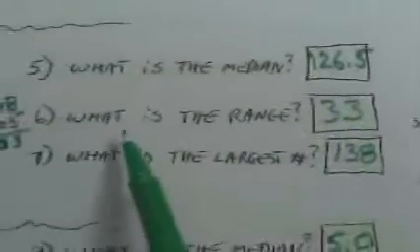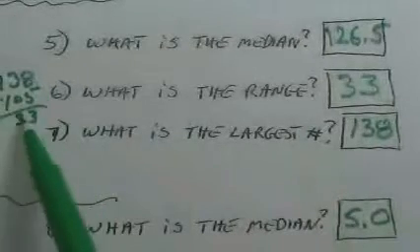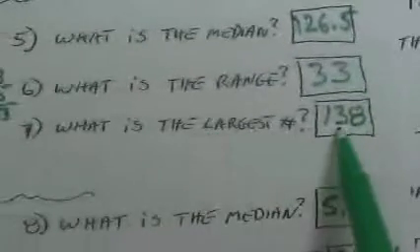126.5. Next one, what's the range? Well, that's the big number minus the little. It's 138 minus 105. 138 minus 105 is 33. The range is 33. And the largest number is 138.